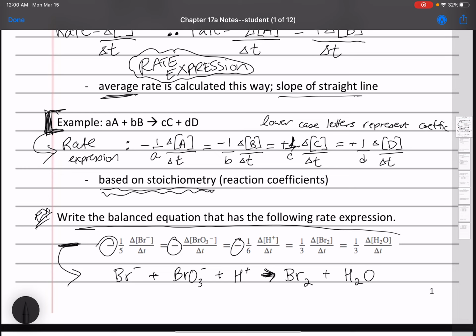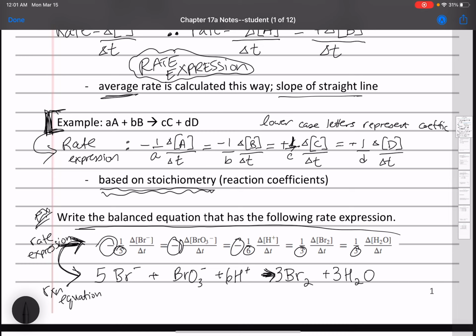All right, and then this number in the denominator here represents any coefficients. So I have a coefficient of 5 here. There's no coefficient, there's just a 1 in front of bromine trioxide, coefficient of 6 in front of hydrogen, coefficient of 3 in front of bromine, and a coefficient of 3 here in front of water. So this would be the reaction equation, and this would be the rate expression.